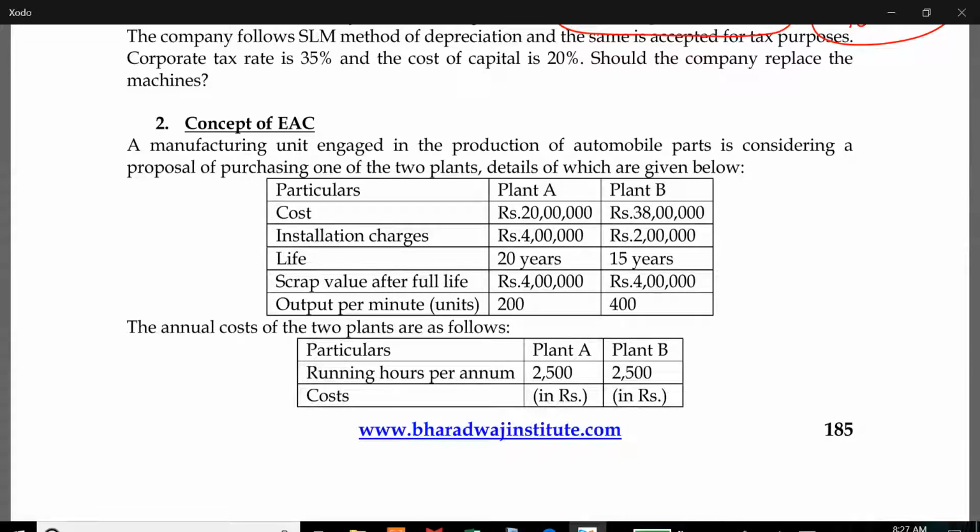Okay, they have given details of a manufacturing firm which is engaged in manufacturing of automobile parts. Now I need to buy one of the two plants, plant A or plant B. If you read this question, you will not see any items of revenues. There are only costs. If there are only costs, step 1 initial outflow, step 2 in between flow, step 3 terminal flow, consolidate, and we calculate something called present value of outflow, not NPV. It is not called NPV because there are only outflows. We will do it together, the same set of steps.